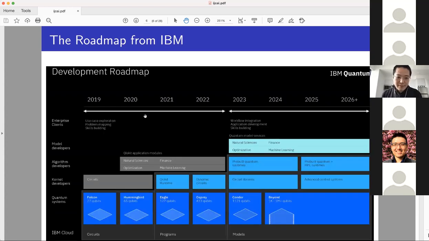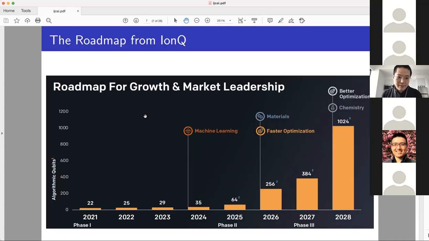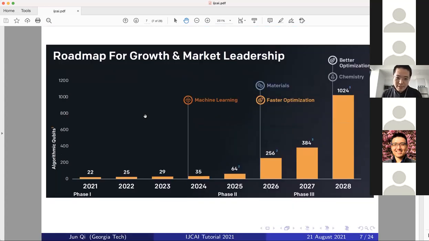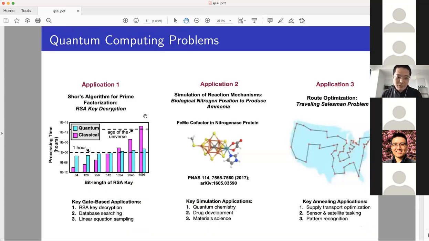Okay, these are the two roadmaps for IBM. IBM is based on the superconducting technology, and there is another roadmap for IonQ. IonQ is based on the trapped-ion technology. So these are three basic problems for quantum computing.